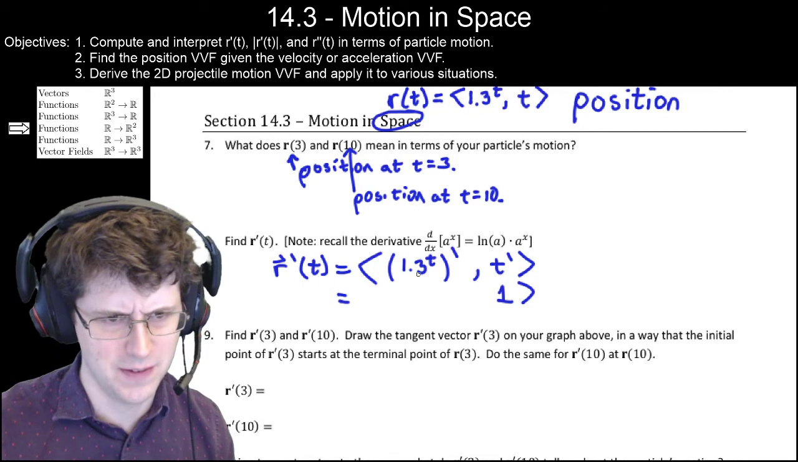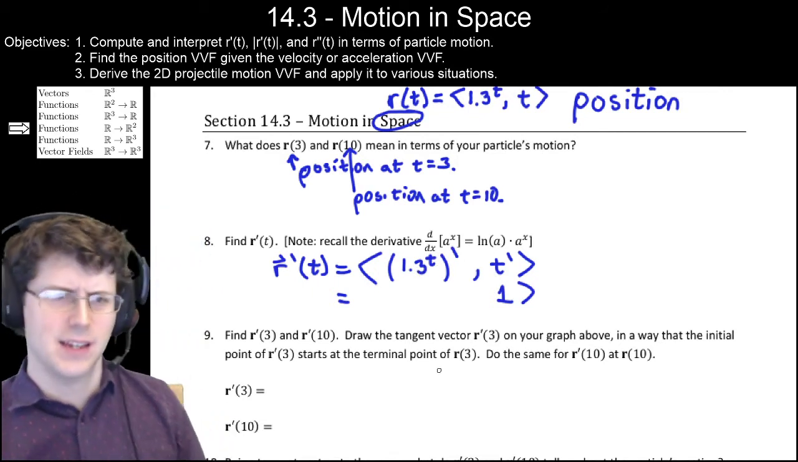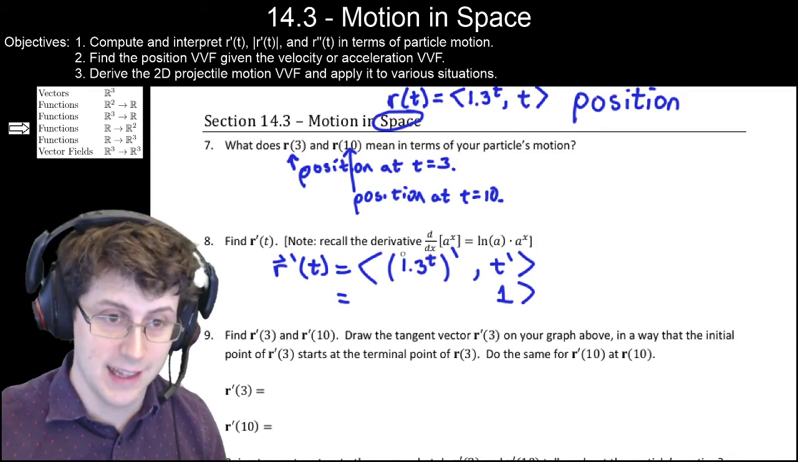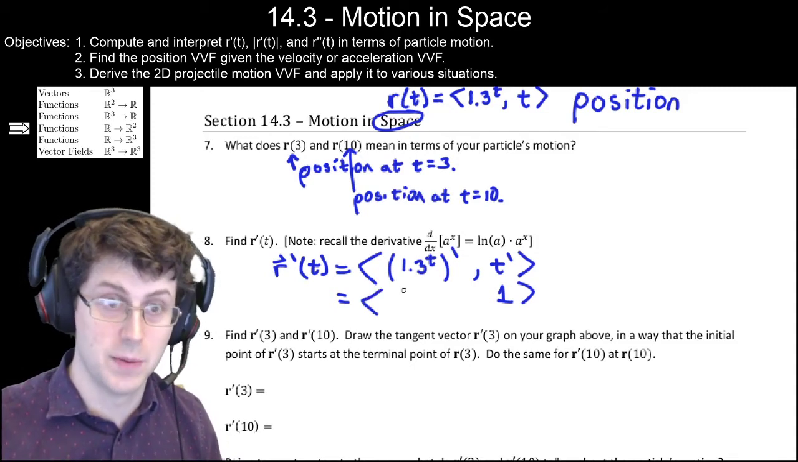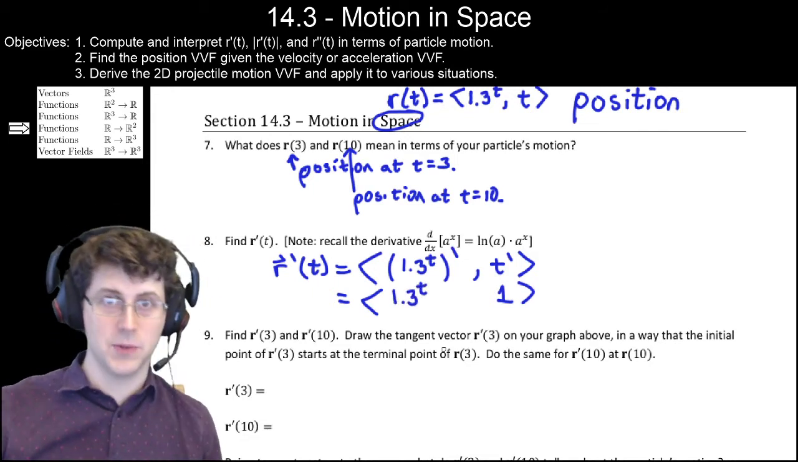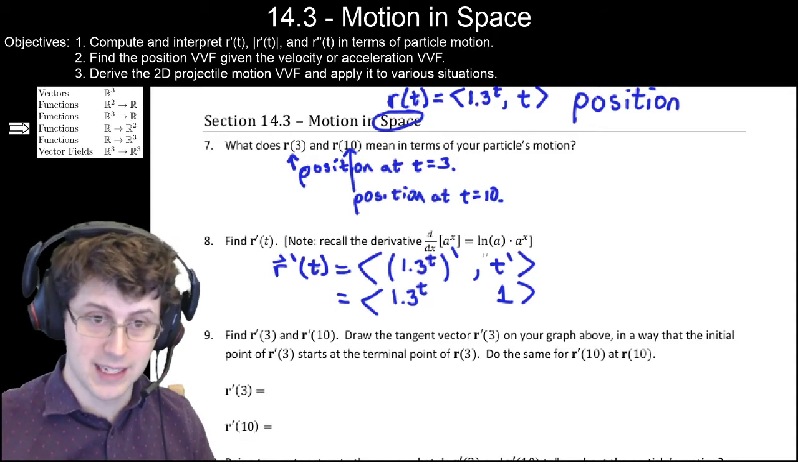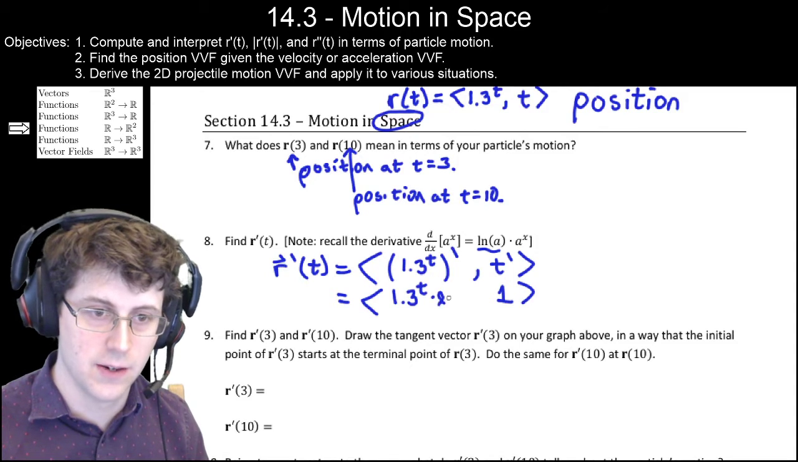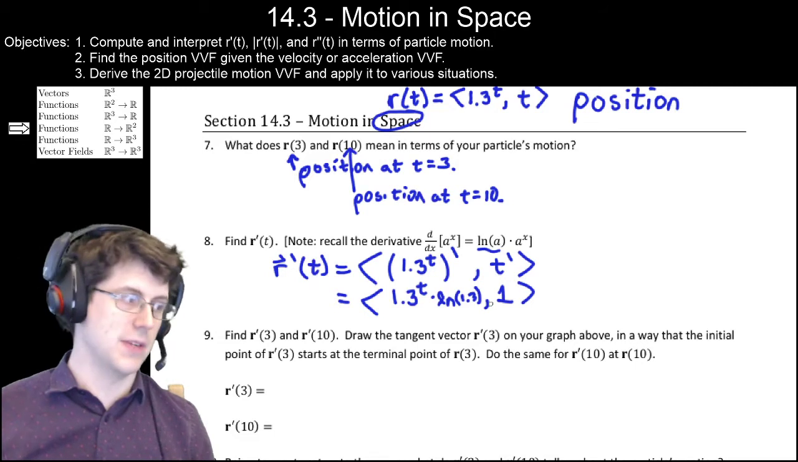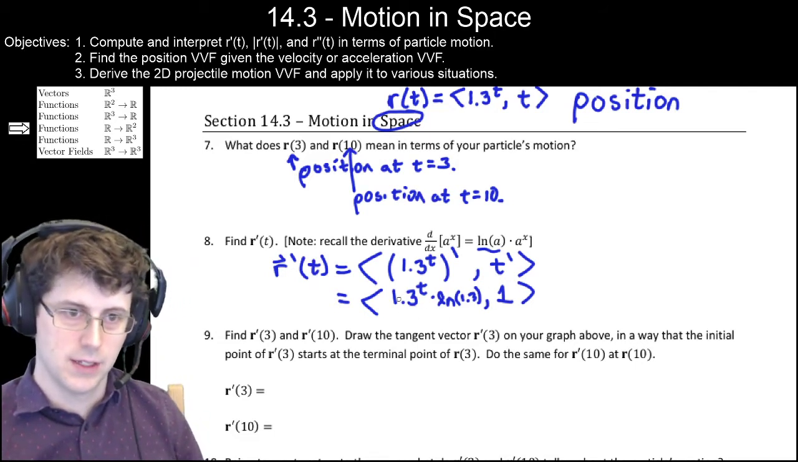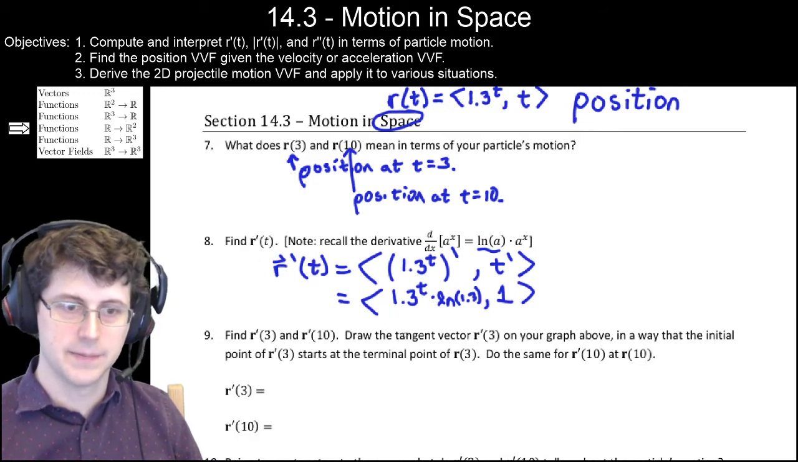And what's the derivative of 1.3 to the t? Well, the derivative of e to the t would be e to the t. So this is kind of like e to the t. So you should expect that the derivative of 1.3 to the t is 1.3 to the t. There's a slight problem, which is if the base is not e, you get this extra factor of the natural log of the base. So ln 1.3. ln 1.3 is some number. It's just a constant multiplier. So this is our R prime of t.